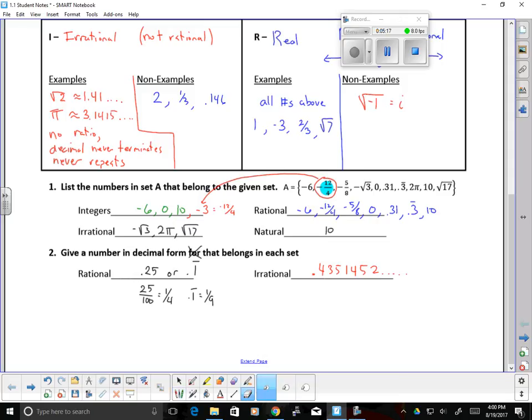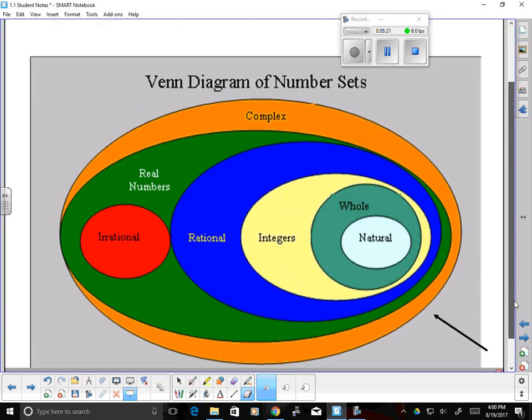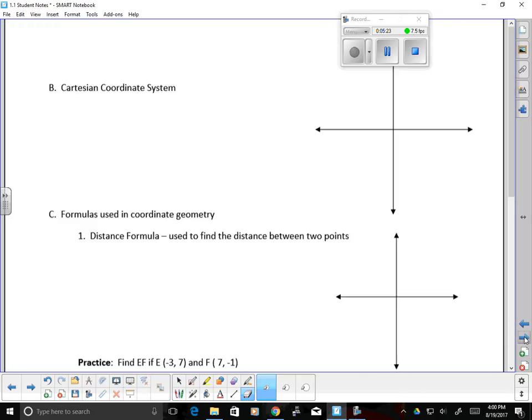All right, so let's move on, and we've looked at the number sets. And so the next thing we need to do is look at the Cartesian coordinate system.